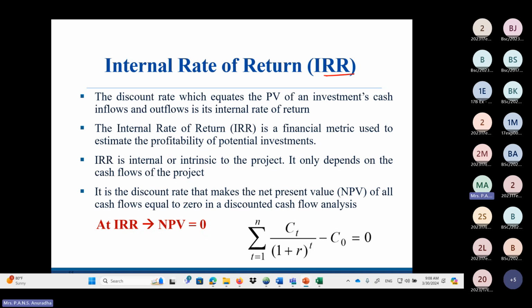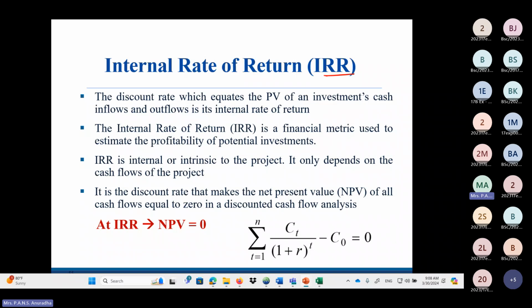That discount rate, the discount factor at which the present value of the cash flows we expect from the project equals the cost we invest today. So that is the IRR, or internally generated rate of return through a project.